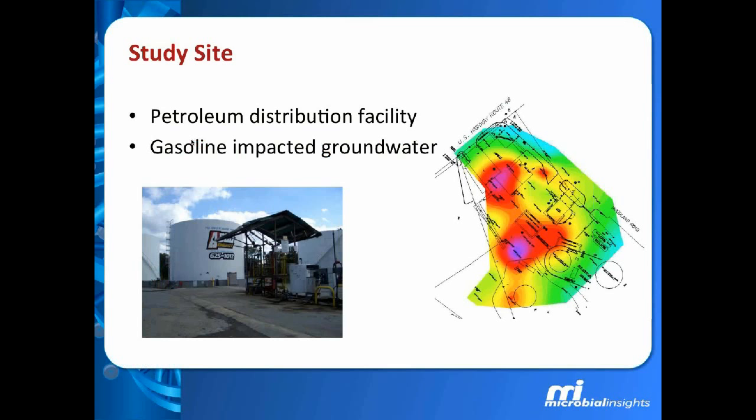So the first site is a petroleum distribution facility that's impacted by gasoline. It's currently undergoing monitored natural attenuation, but in situ microcosms were performed to determine whether oxygen addition would stimulate aerobic biodegradation and whether the addition of sulfate would also stimulate anaerobic biodegradation by sulfate-reducing bacteria in two different areas of the site.